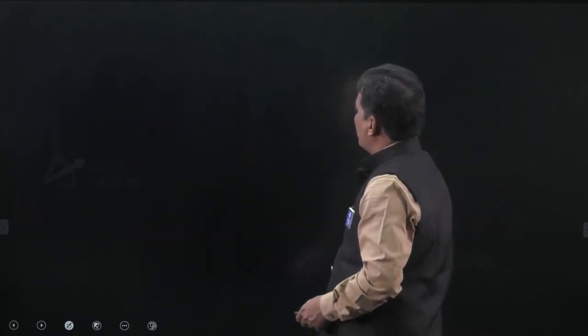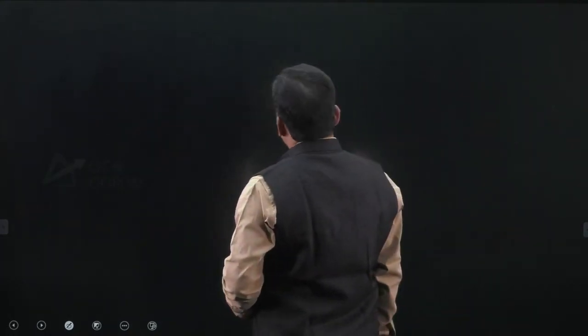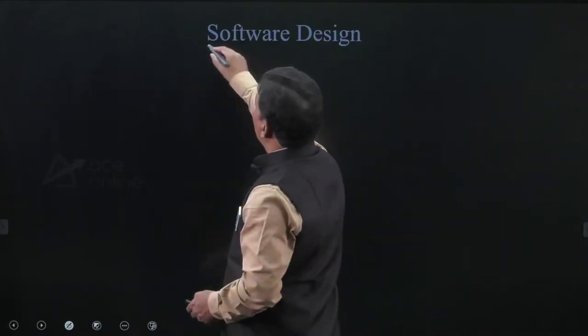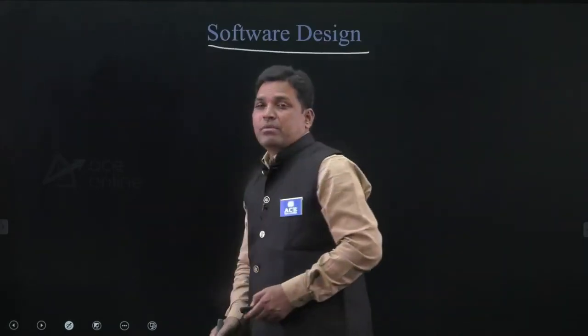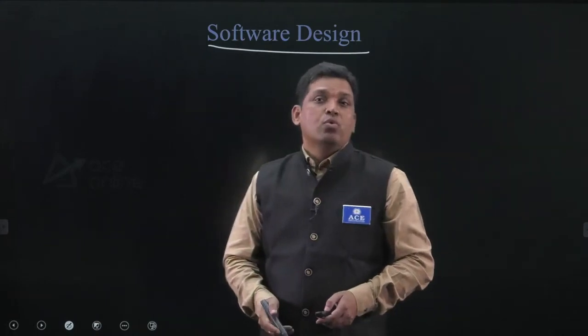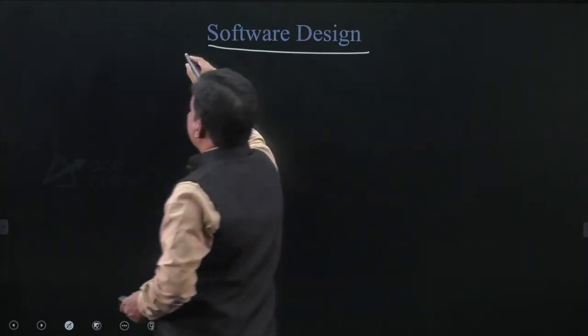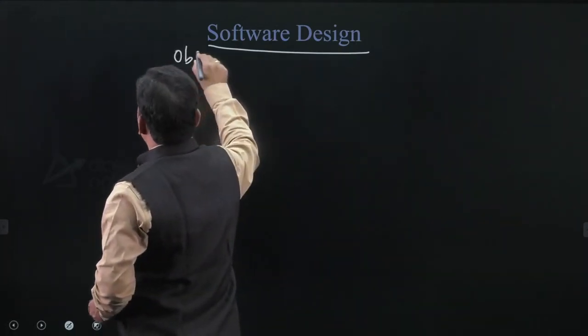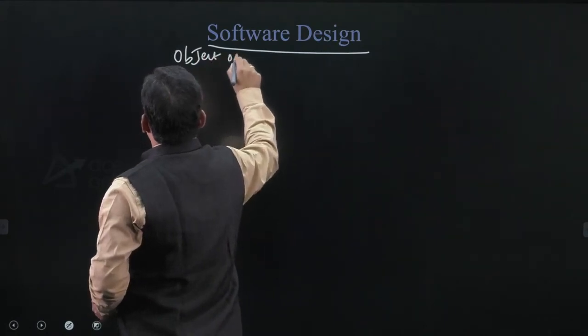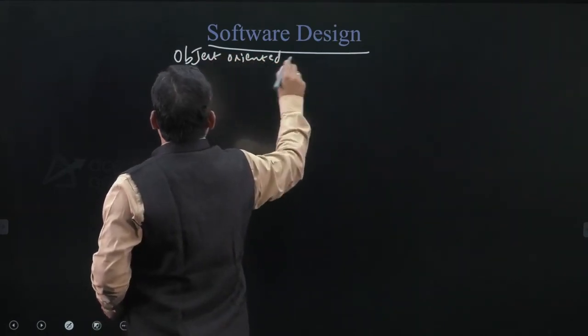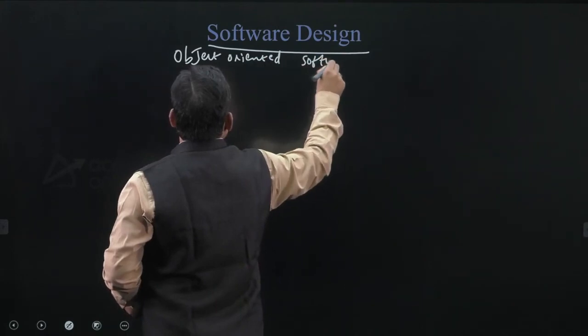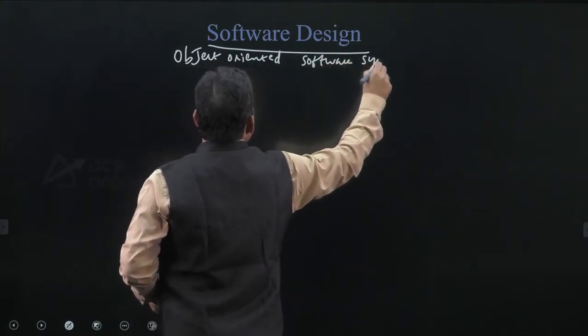Next, we are going to discuss software design. How to design the software system? What is required for that? How to model the object-oriented software system?